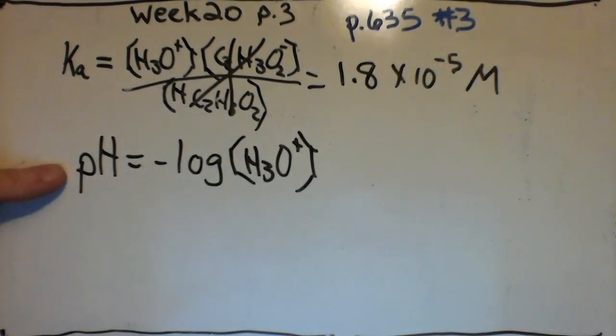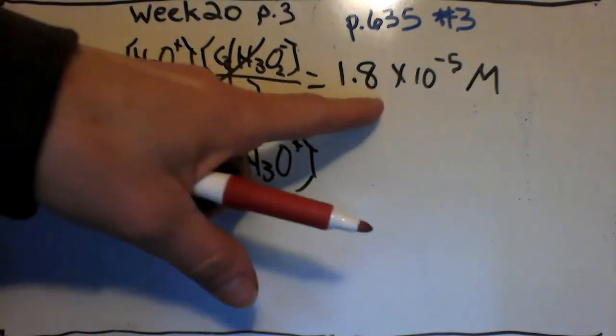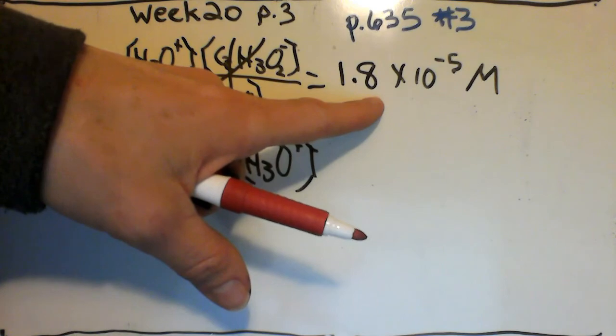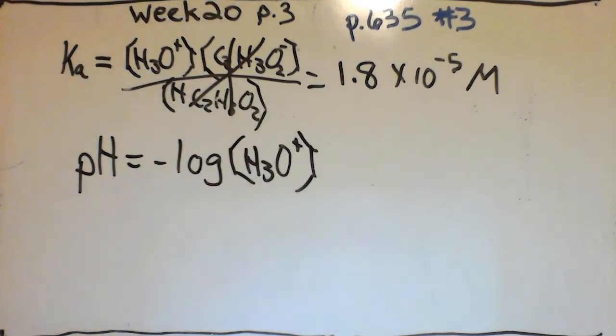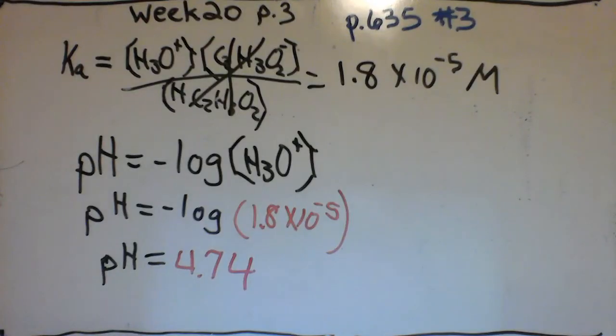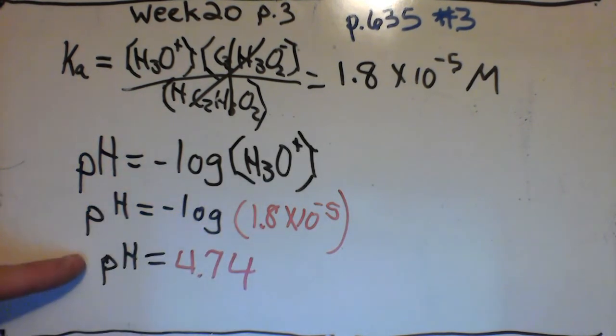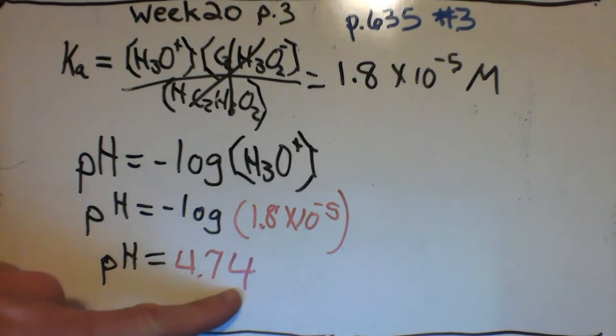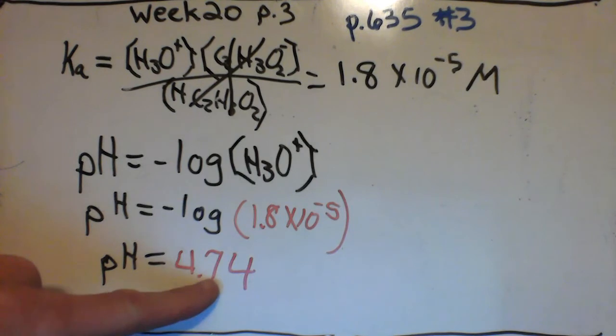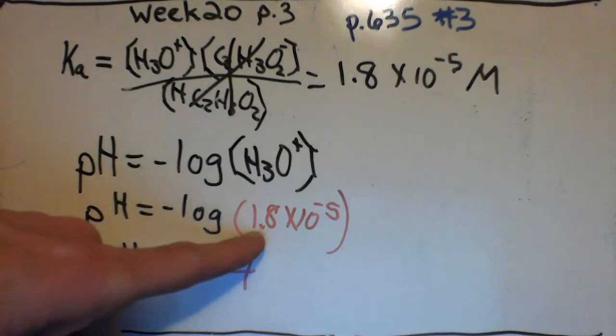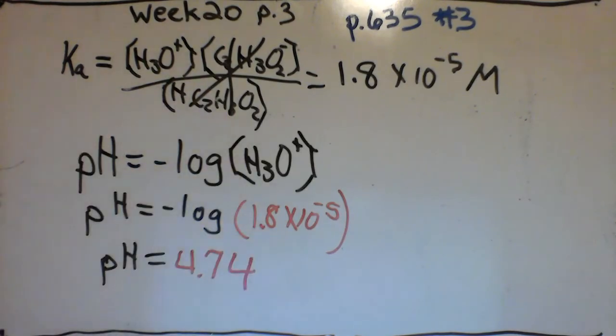So here we have the pH formula. We're going to replace the concentration of hydronium with the numerical value for that. When we replace the actual numbers in the formula, we find out that the pH is 4.74, taken to 2 digits after or to the right of the decimal point, since we have 2 significant digits here.